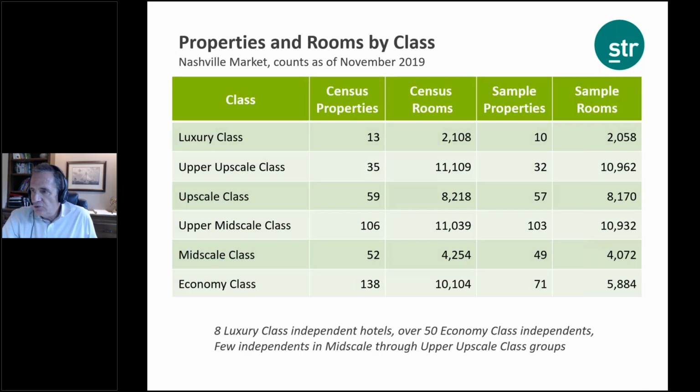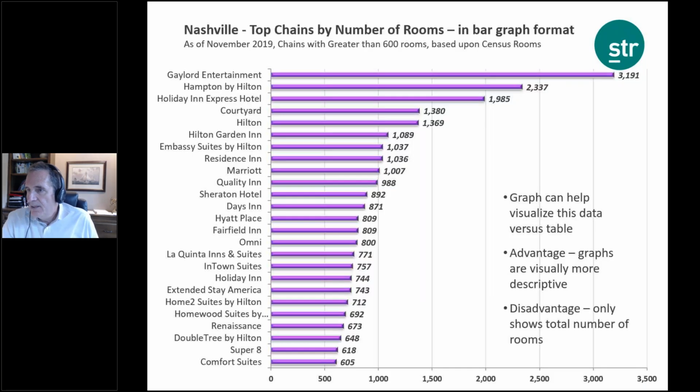So we make those notes at the bottom. Here are the properties and rooms by class. Same kind of table. Just be creative. We use different colors just to demonstrate. And again, we're looking at this data and making various observations.